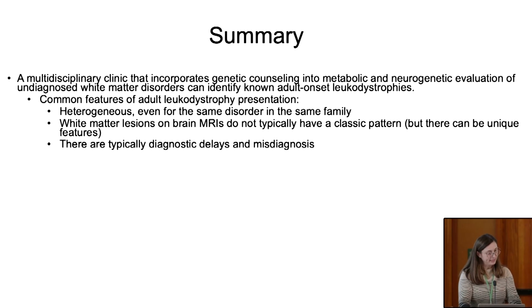So you can have a multidisciplinary clinic that incorporates genetic counseling into the evaluation of undiagnosed white matter disorders, and we can diagnose adult-onset leukodystrophies. The common features are that they're heterogeneous, even for the same disorder in the same family. They don't follow classic patterns, and that makes them difficult to diagnose, and there are often diagnostic delays and misdiagnosis as a result.